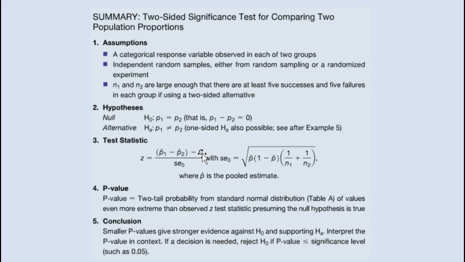Next, we will summarize how to conduct a significance test for comparing two population proportions. This summary comes from your book. Notice that the steps here are very similar to the steps that we used when conducting a significance test for a single proportion. We're still going to check our assumptions, write out our hypotheses, calculate our test statistic, compute our p-value, and draw our conclusions. The only difference here is you won't be required to compute the test statistic or the p-value by hand. Again, we're going to use technology to aid us in doing this.